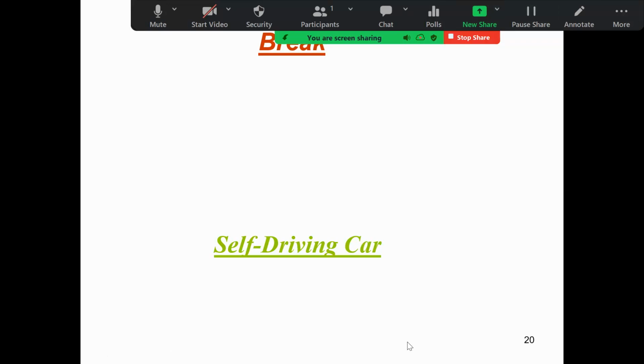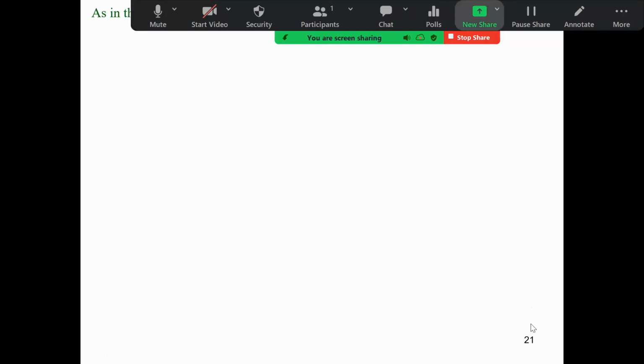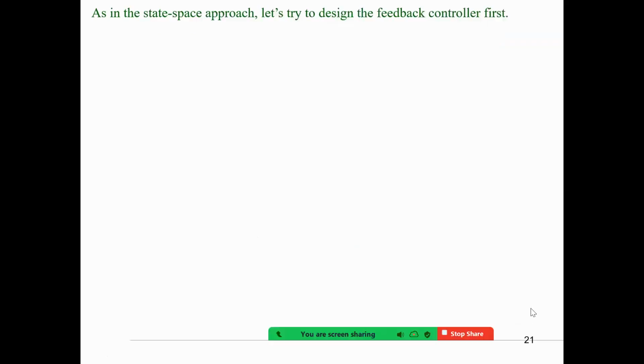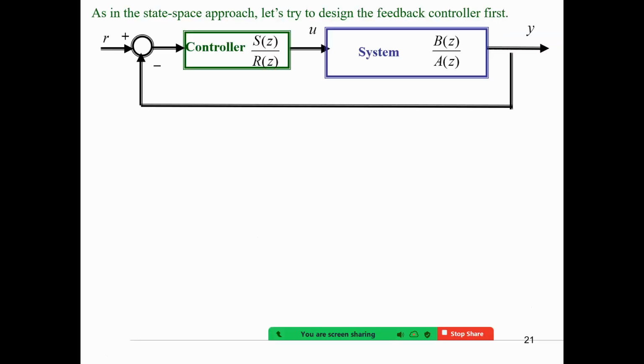Welcome back. So let's continue. Let's try to design the feedback controller first. When we design the feedback controller, the main point is that we want to match the poles. So therefore, let's just focus on this block. We can write down the transfer function from this reference signal to the output. So here, from this signal to this signal, the feed-forward transfer function is just this block times this block.